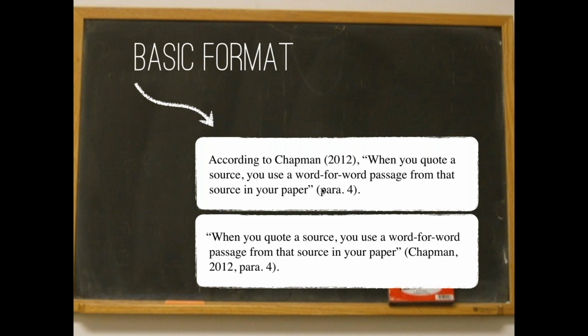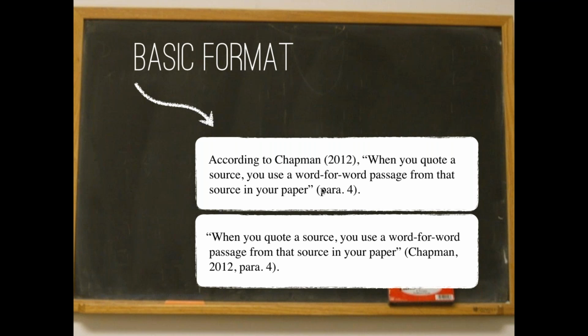Here, we've used the author's last name in a sentence after the words according to. We've put the date in the parentheses immediately after the author's name and the page number in parentheses at the end of the sentence. In this case, we don't actually have a page number because it's an online blog, so we've used the paragraph number instead.